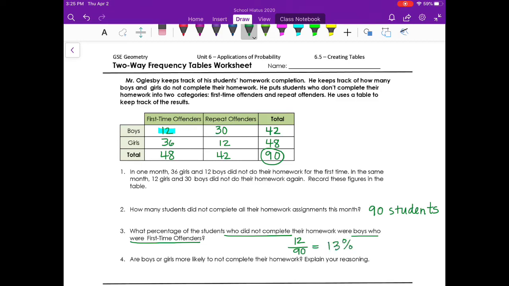Number 4, are boys or girls more likely to not complete their homework? The total number of girls who did not complete their homework was 48 out of 90, which is 53%. The boys who did not complete homework was 42 out of 90, which is 47%. So the girls are less likely to complete their homework.